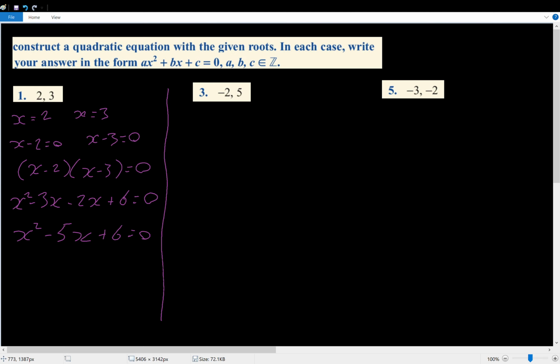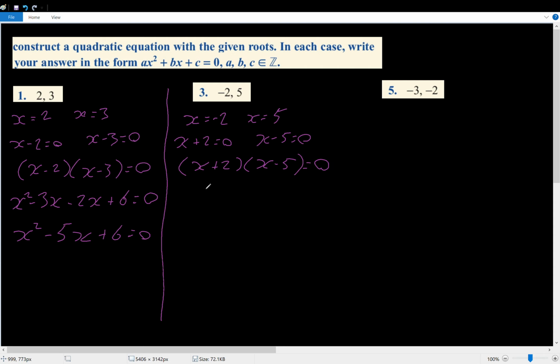It's the same process again, only this time we've got one negative number, so it only looks slightly different. So we're going to have x equals minus 2 and x equals 5, which means that x plus 2 is equal to 0 and x minus 5 is equal to 0. And now we're going to multiply those two things together. So we have x plus 2 times x minus 5. That's all equal to 0.